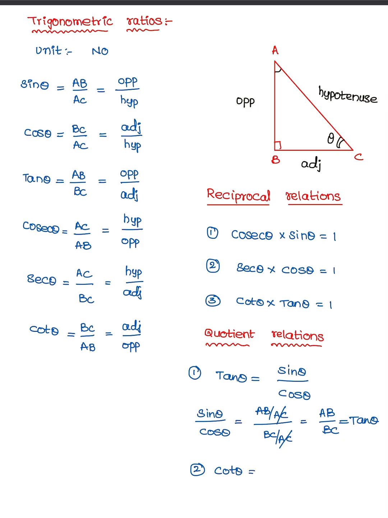Cot theta is equal to cos theta upon sine theta. So these are the trigonometric ratios, along with the reciprocal relations and quotient relations. Everything you have to remember. Next, we discuss one or two problems related to these trigonometric ratios. By solving those two problems, you can solve any question related to trigonometric ratios.